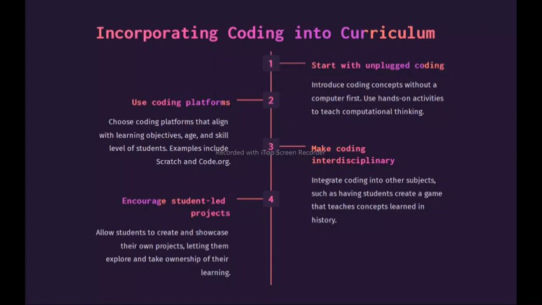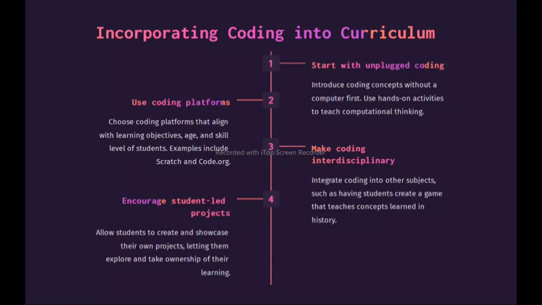Another way to incorporate coding into your curriculum is to make it interdisciplinary. That is, you integrate it into all subjects in your school. For example, having the students create a game that teaches concepts learned in history. Say you are teaching a subject in social studies. Let's take social studies as an example, or civics, or government.